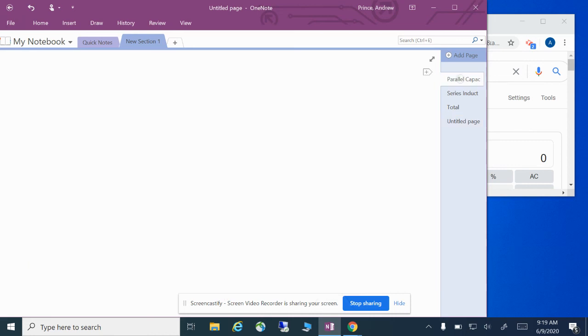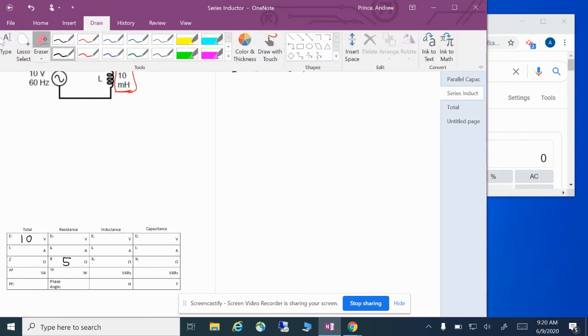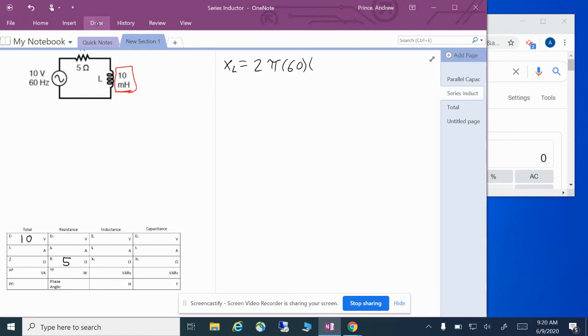So 2 pi frequency times the inductance. Our frequency is 60. And our inductance is 10 millihenries. So let's go ahead and just convert that now. So 3 zeros for the milli. Sorry, let me correct myself there. Thinking of micro from the farads. So since we have milli, we have 10. We're going to move it over 3 decimal places. And that's going to give us 0.01. So 60 times 0.01. So let's put that in.